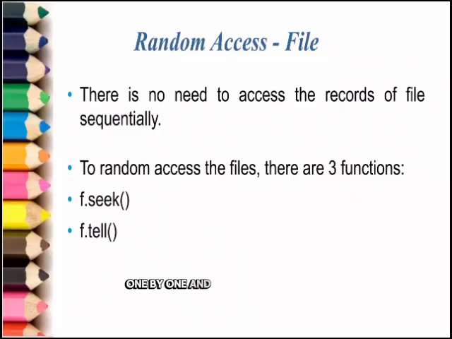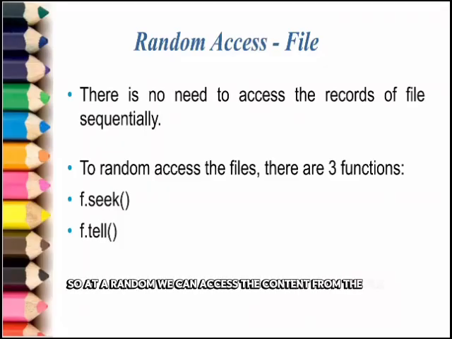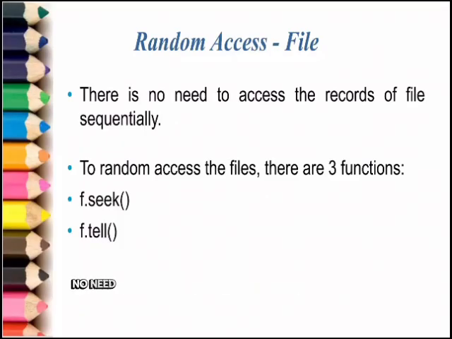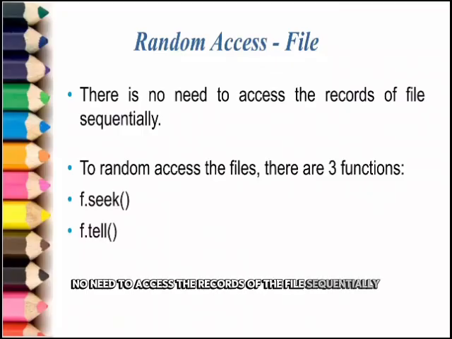And this, a random file, is just a contradiction to this. Here we need not access the entire file sequentially. Here we can read the content that we want. So at random we can access the content from the file. So no need to access the records of the file sequentially. When you want to read the entire content, then only you can go for the sequential access.